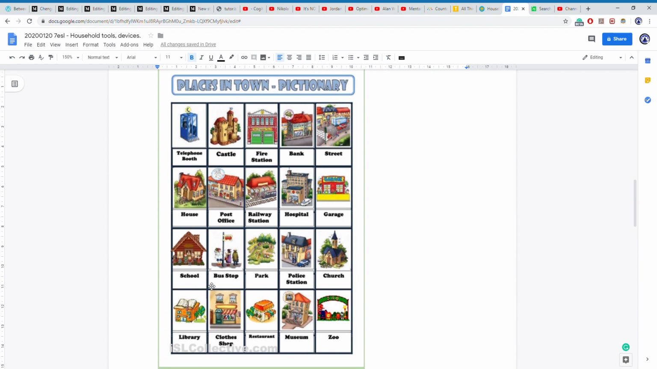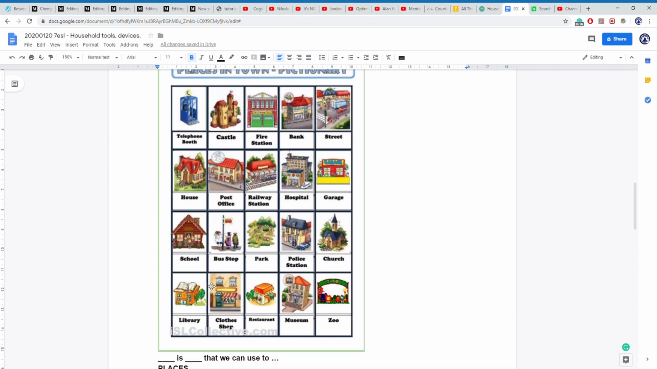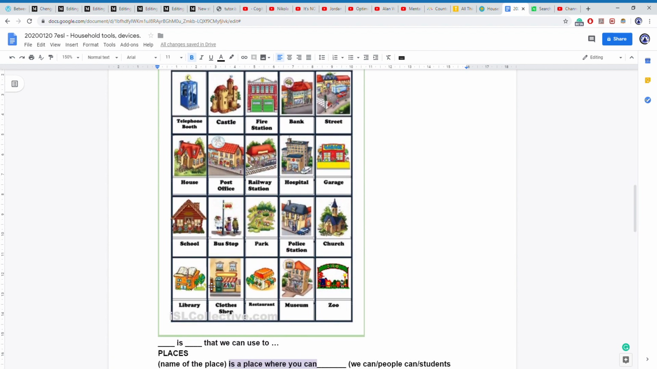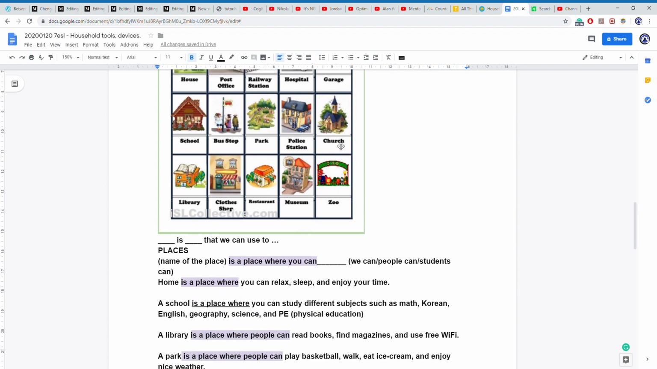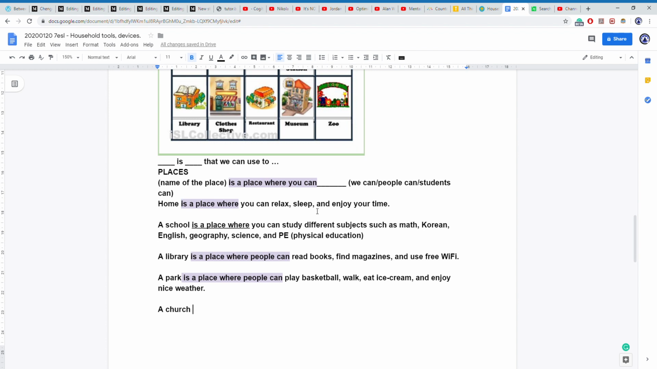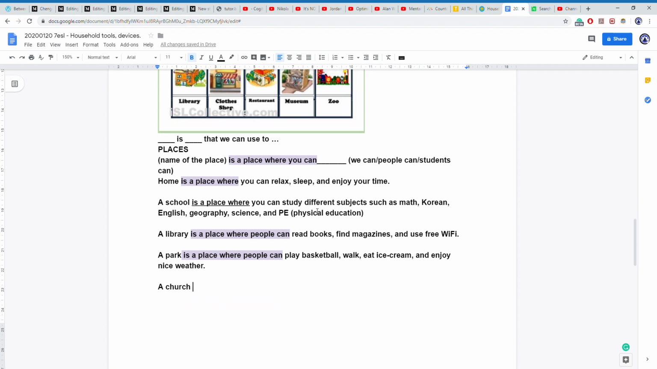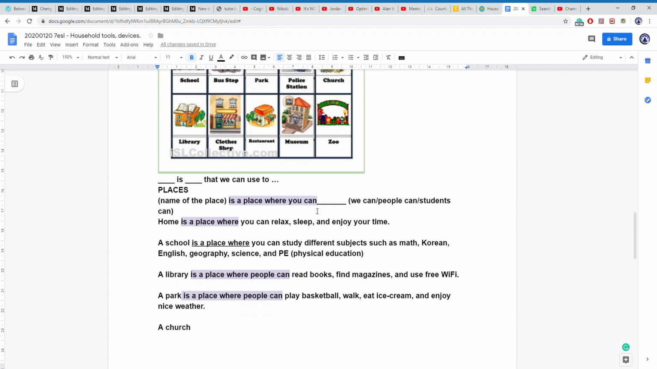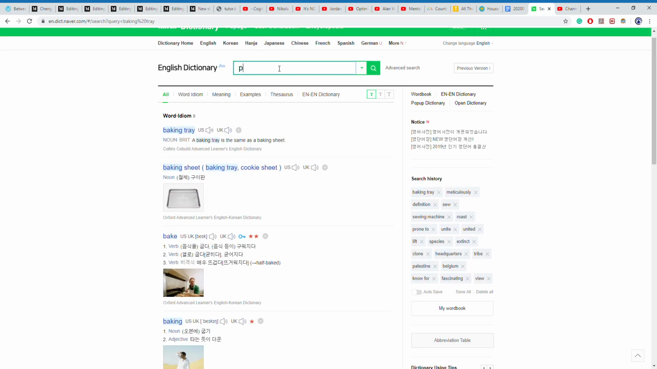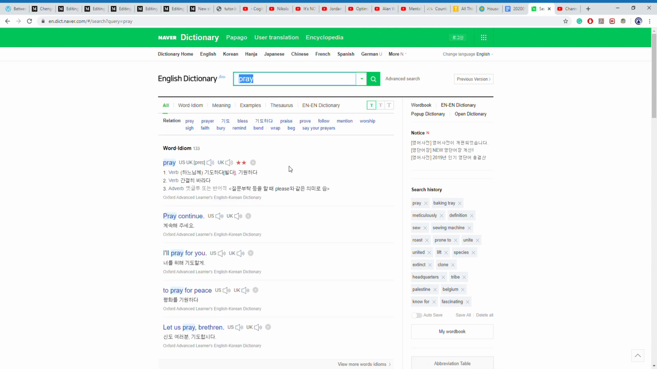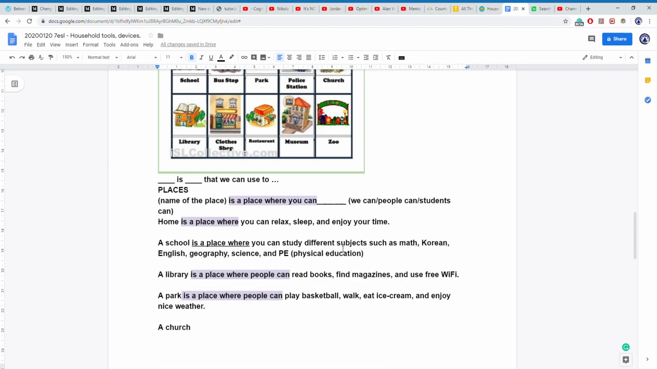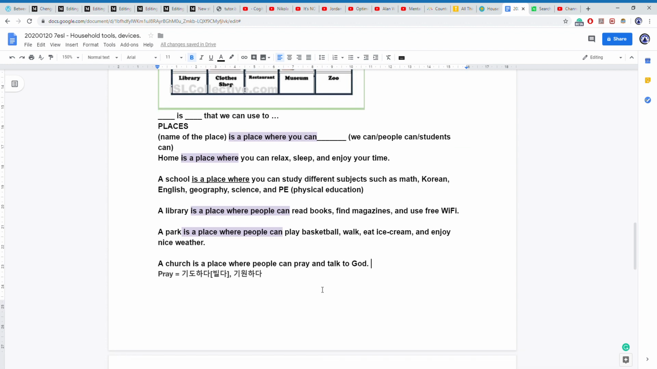Alright? So in a similar way, you can explain every place, right? And you can try to use harder vocabulary. What is a church, for example? What do we do in church? Church is 교회, right? 기도하다 is to pray, right? Oh, sorry, let me check. Pray. 기도하다. Okay, I'm sorry. My Korean is not so good. 기도하다 is to pray. Yeah. So a church is a place where people can pray and talk to God. Which is basically same thing, praying and talking to God.